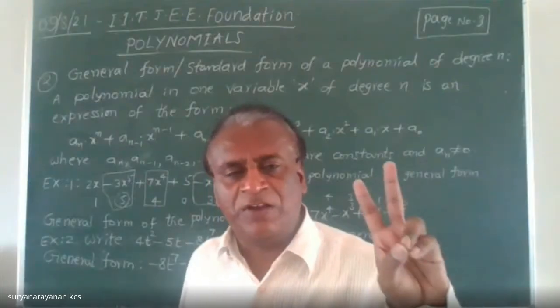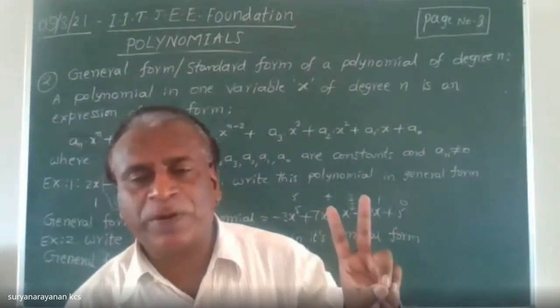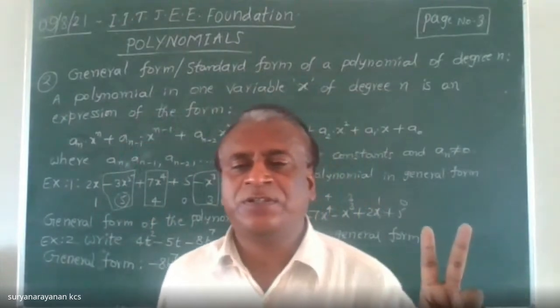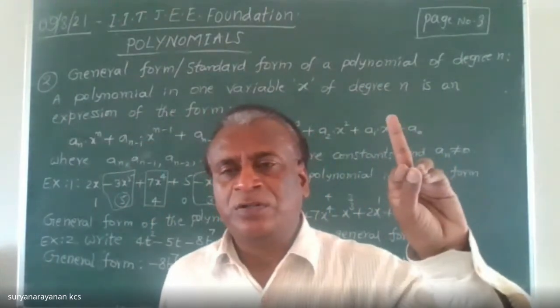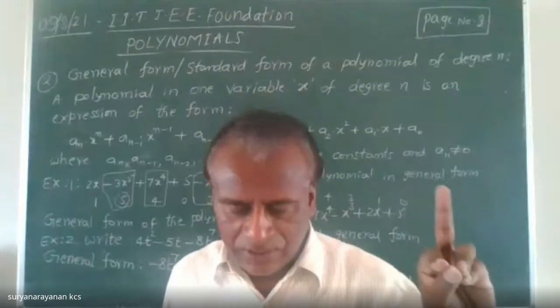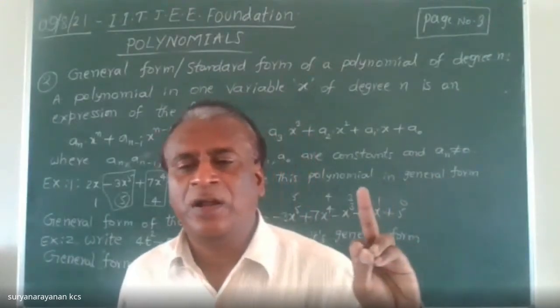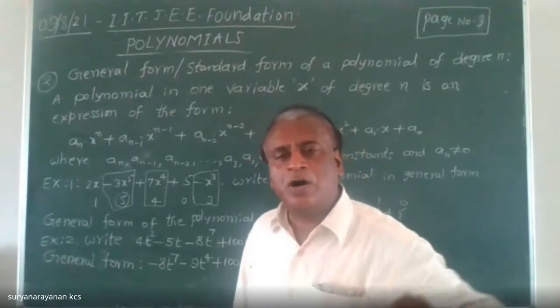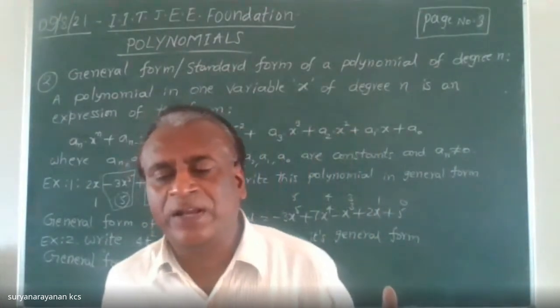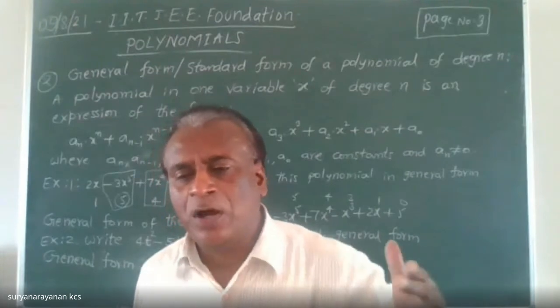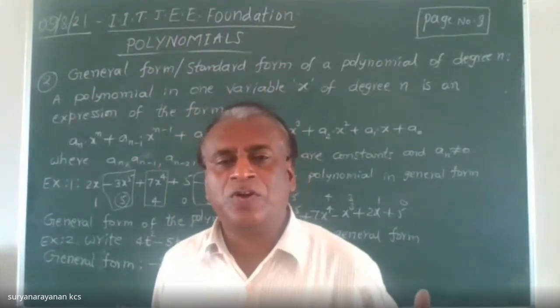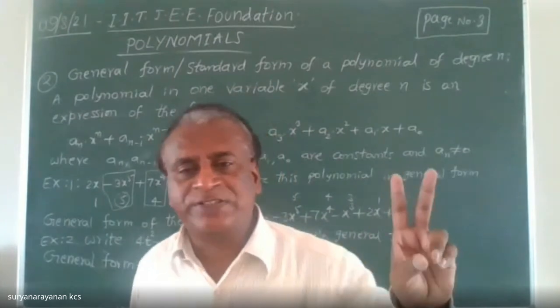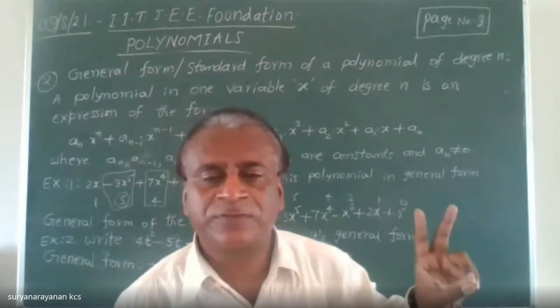In this class, we have discussed 2 points. What are the 2 points? Do you remember? First one, degree of a polynomial. Yes, very good, Benjamin. And the second point is general form of a polynomial, or standard form of a polynomial. Understood these 2 points? Are these 2 points clear? Yes, sir.